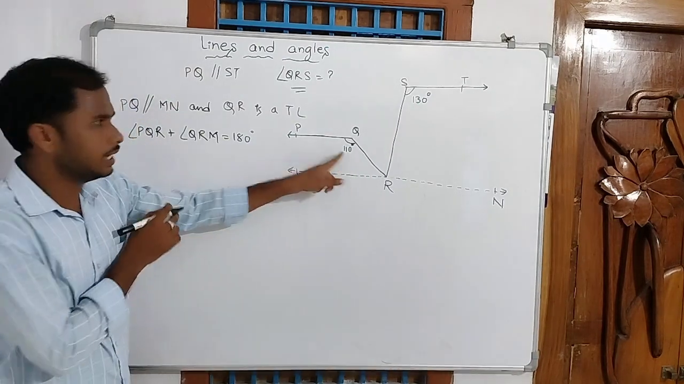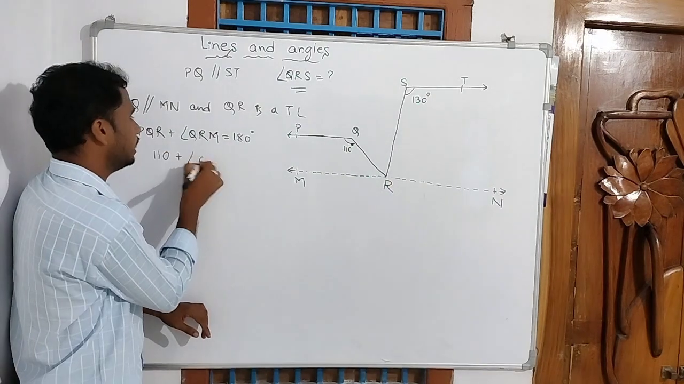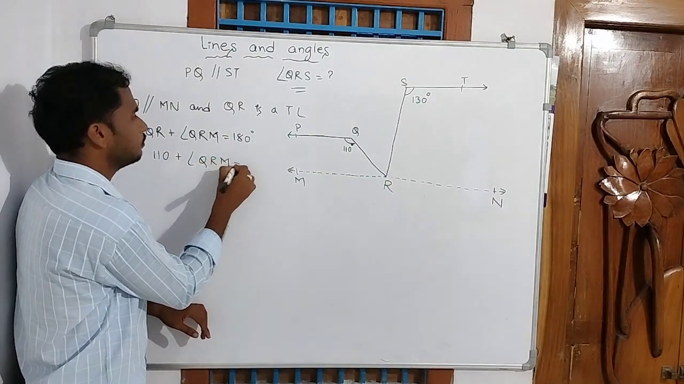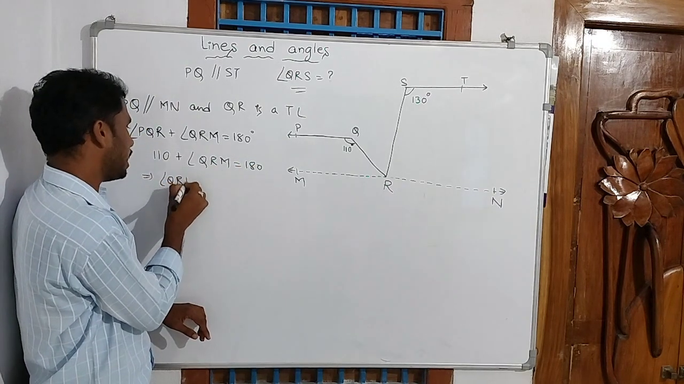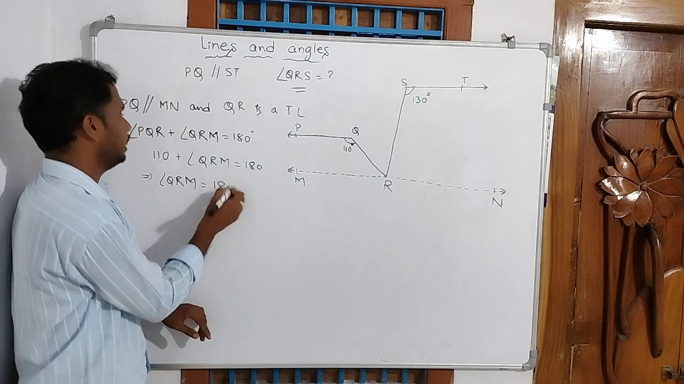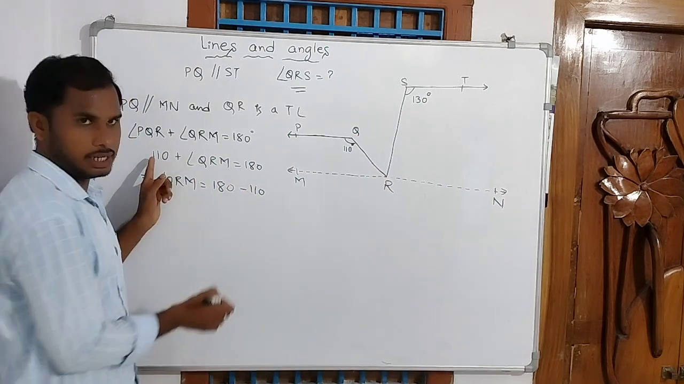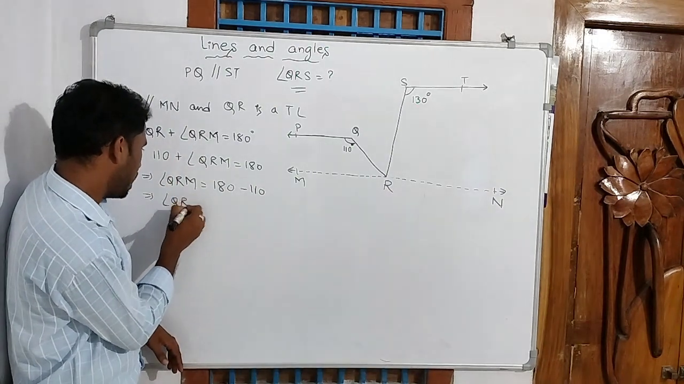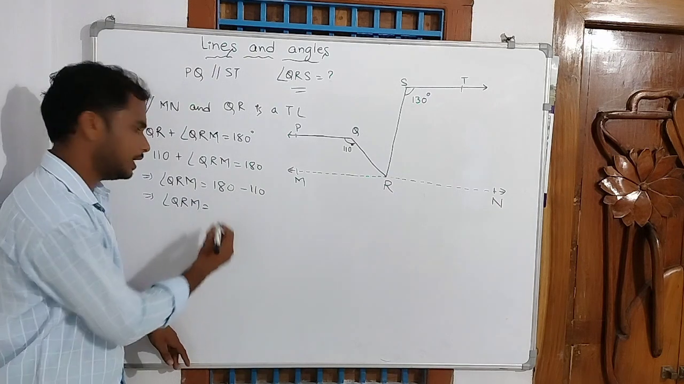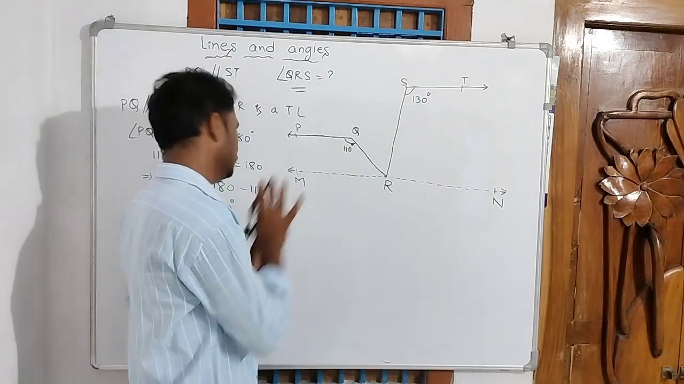Already angle PQR is given as 110 degrees. 110 plus angle QRM is equal to 180. That implies angle QRM is equal to 180 minus 110. Now we can subtract: angle QRM is 70 degrees. This angle is 70 degrees.